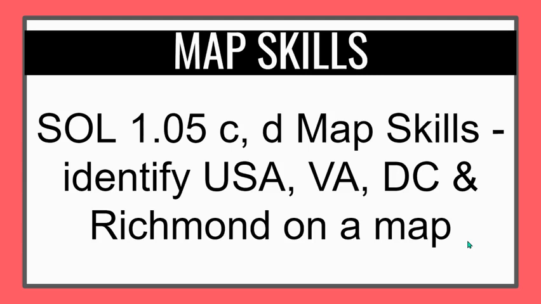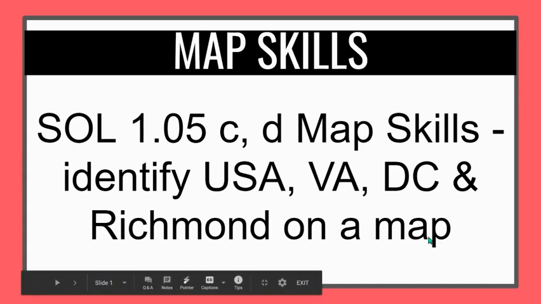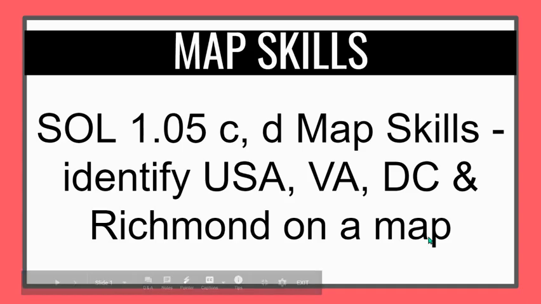So this slide says map skills. We will be able to identify the United States of America, Virginia, DC, and Richmond on a map. That's what we're going to work on all week long for our content lessons this week.